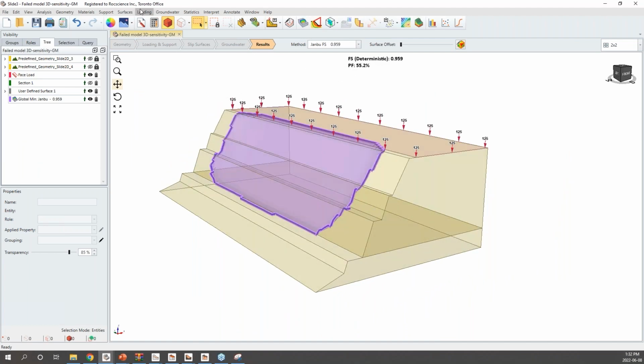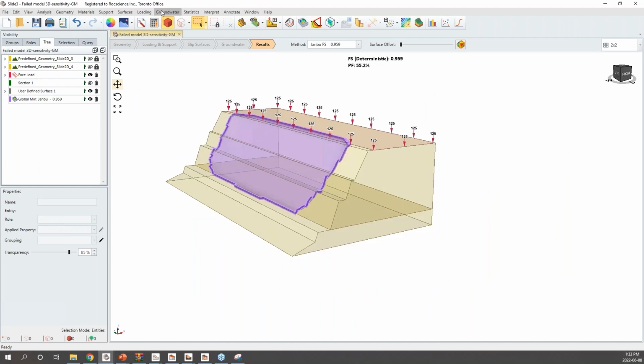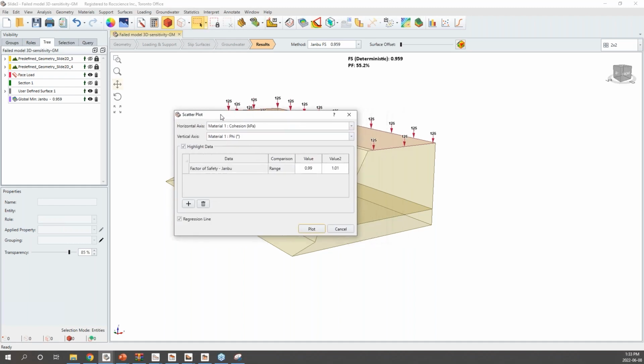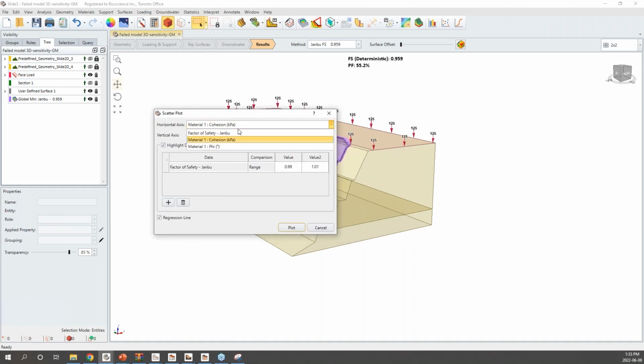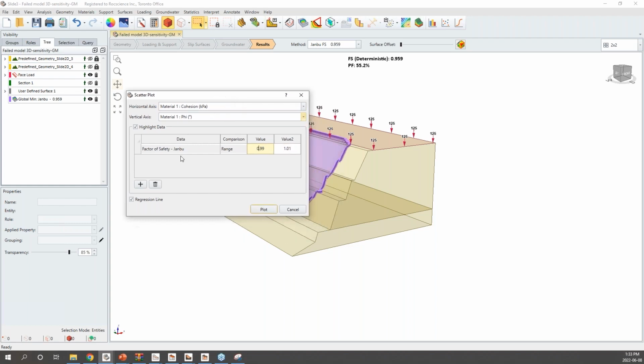And we don't really care about these. We just want to see what combinations of cohesion and friction angle lead to the factor of safety 1 case. So we'll go to statistics scatter plot. And we're going to plot cohesion versus friction angle. And we're going to highlight a range between 0.99 and 1.01. Now, you may want to consider a wider range, but for the sake of this example, this is okay.